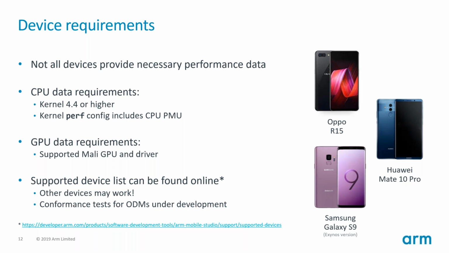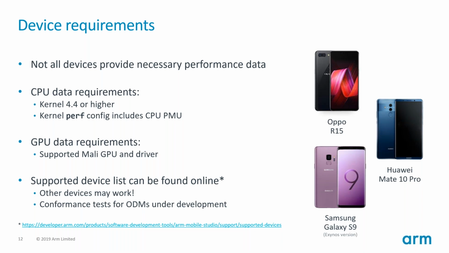Our high-level requirements are a device which has kernel 4.4 or higher, a kernel perf utility which allows us to access data from user space that's correctly configured with the ARM CPU performance monitor unit, and a Mali GPU that has an appropriate GPU and appropriate driver version. If you don't have all of these on a device, the tools will still work. You will just get less data being exposed.